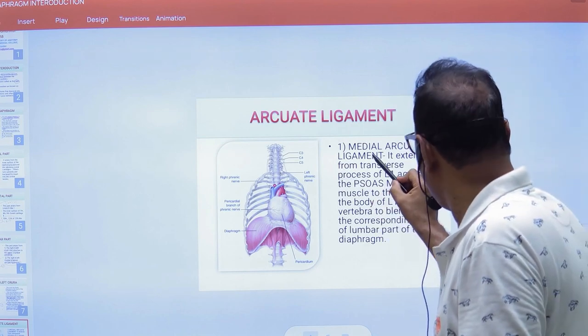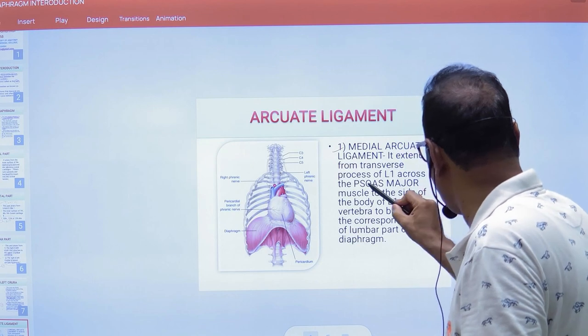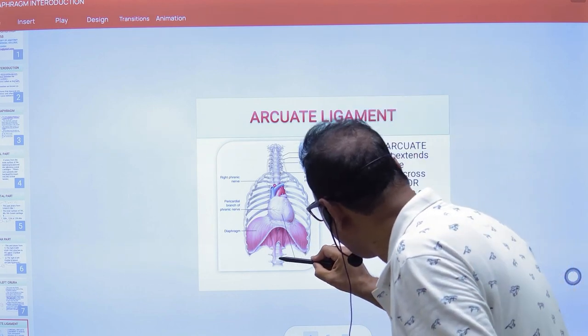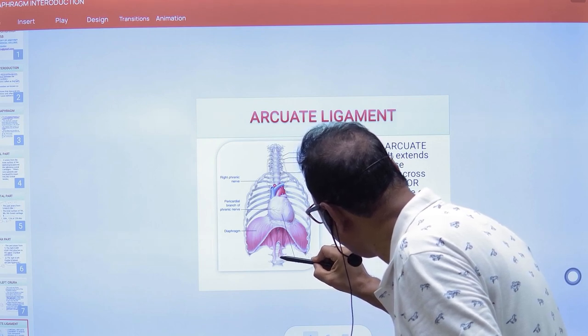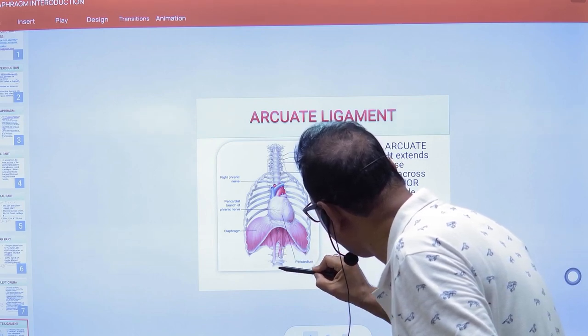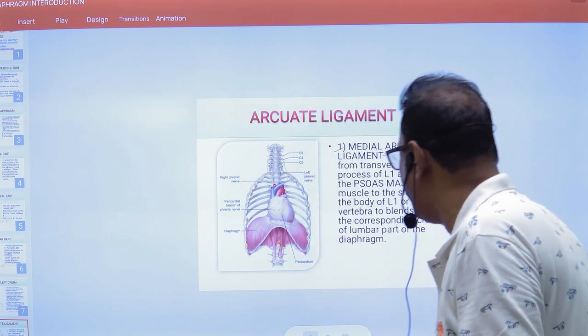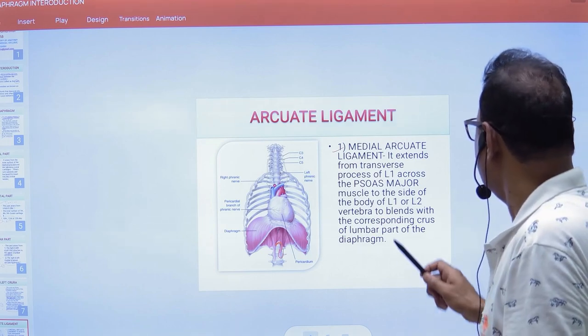This median arcuate ligament will be at the L2 level. This is the L1 vertebra, and this is one vertebral level less. We have got the median arcuate ligament, and see, the right and left unite together at this point, and this is called the median arcuate ligament.